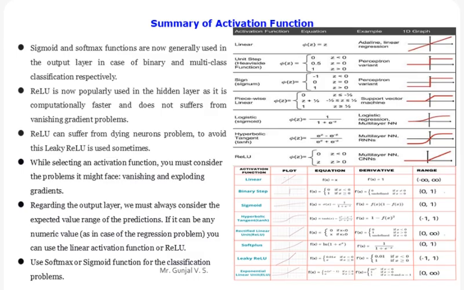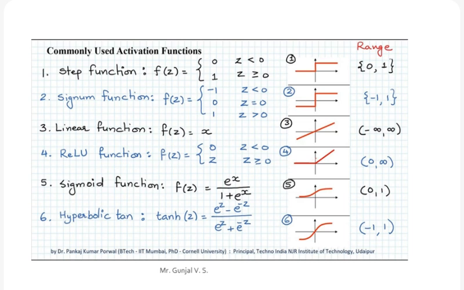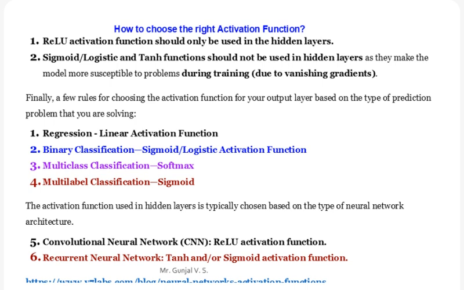In summary, activation functions like sigmoid, tanh, ReLU, and softmax each have their unique advantages and limitations. Choosing the right activation function depends on the specific requirements of your neural network model. Here are some commonly used activation functions, including step, signum, linear, ReLU, sigmoid, and tanh, each with its own range and properties. Choosing the right activation function depends on the type of neural network and the specific task. For example, ReLU is often used in hidden layers, while softmax is used for classification tasks.